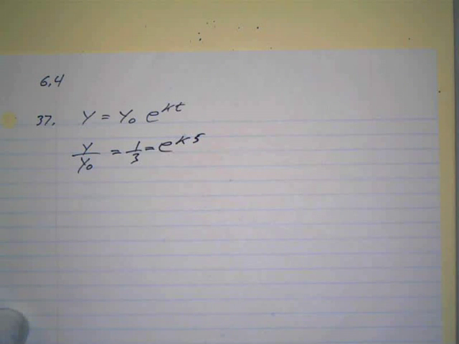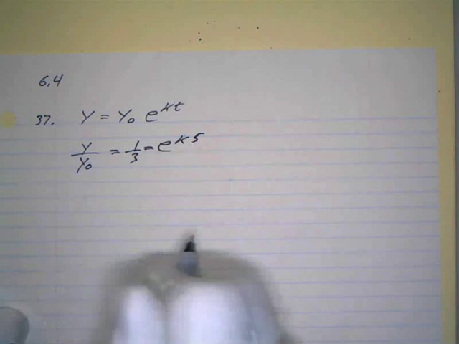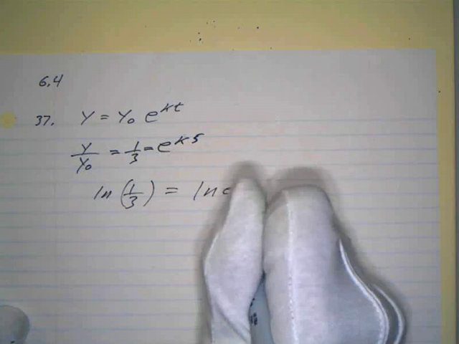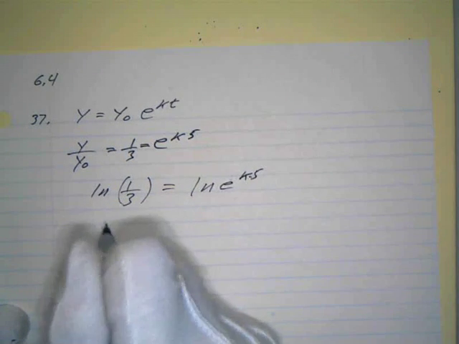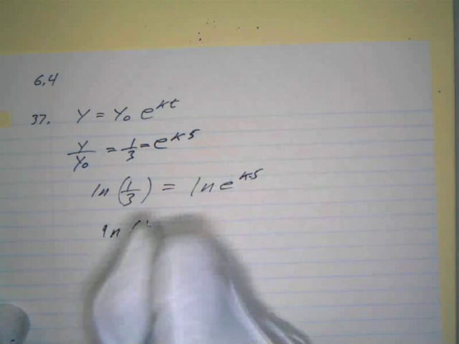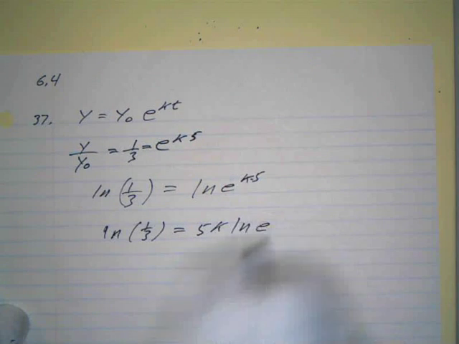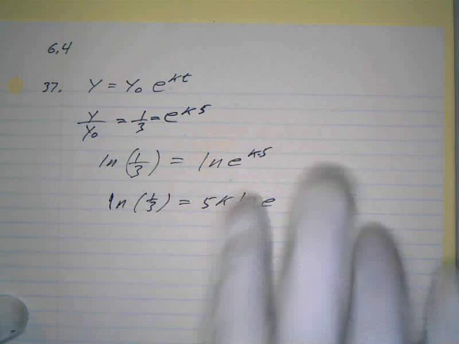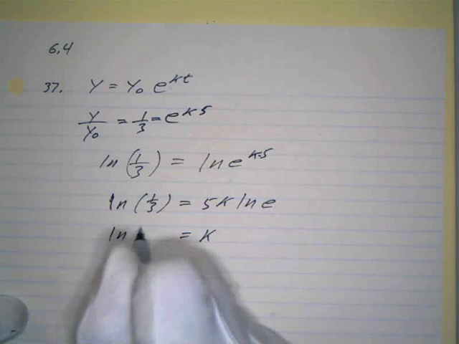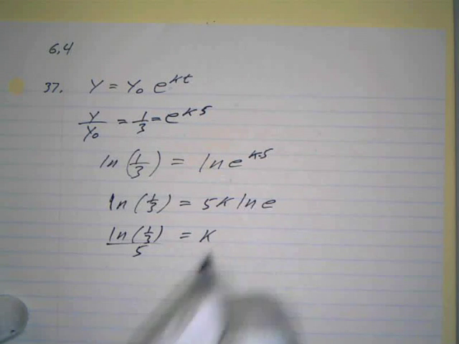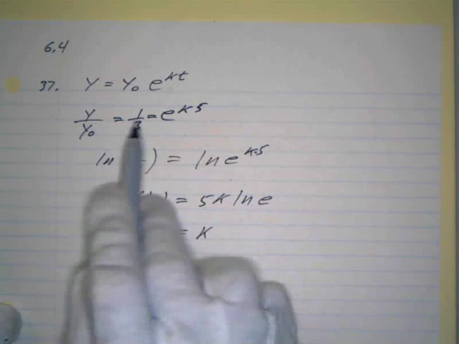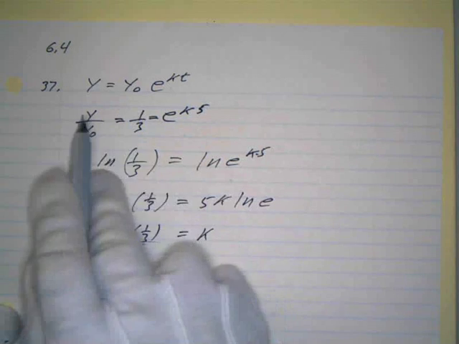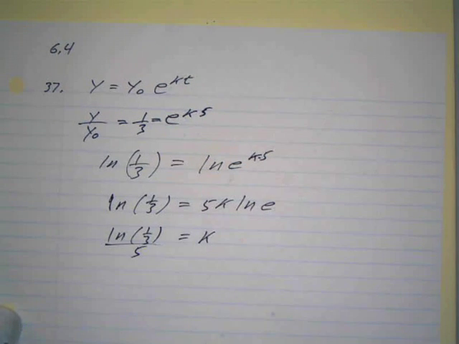And then we just want to find out what k is, so we take the natural log of both sides. The natural log of 1/3 equals the natural log of e to the k times 5. We can move that in front, so the natural log of 1/3 equals 5k times the natural log of e, and that's just going to be 1. So we divide both sides by 5, and we end up with the natural log of 1/3 divided by 5 equals k. So with this relationship, we know that 1/3 is the ratio of what we have to what we had, so we can use the equation to find out what k is. And now we're going to go back.